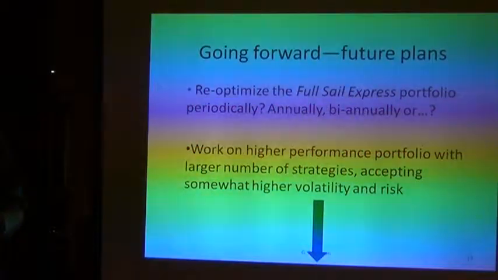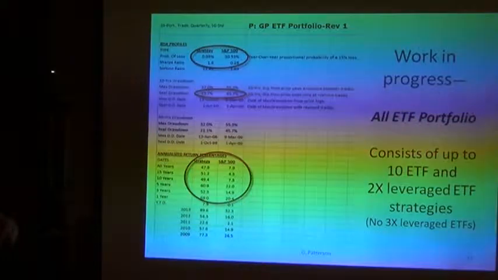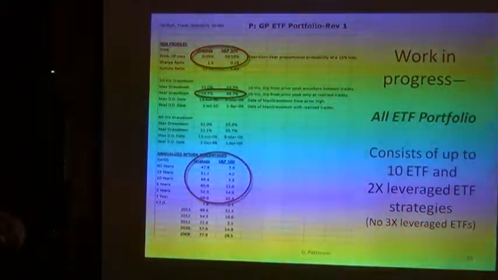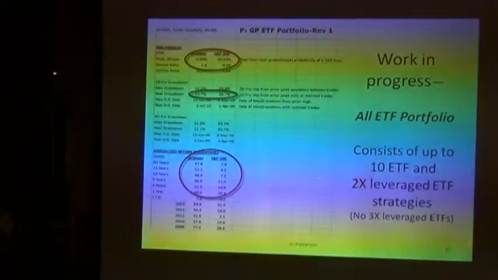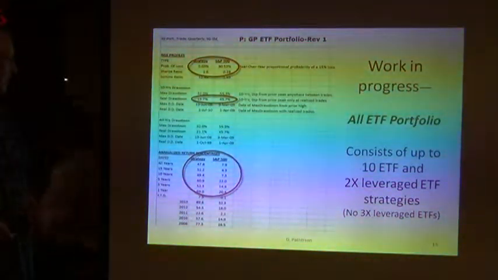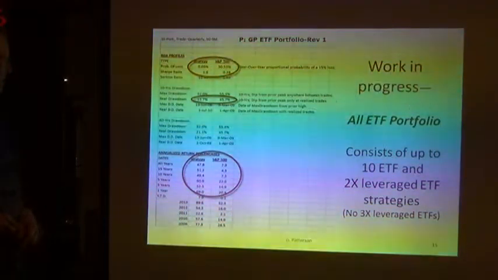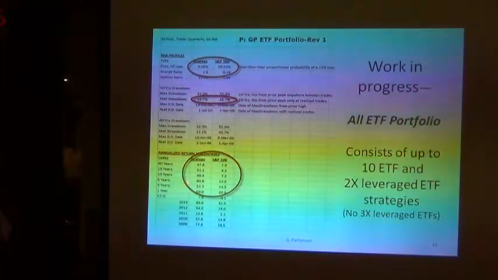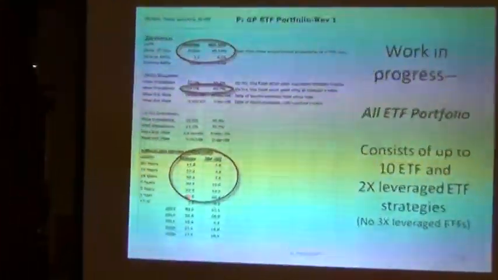So if you go to the next one, see. So this is what I'm working on right now. It's an alt ETF portfolio. This is up to 10 ETFs and some 2 times leveraged ETFs. No 3x leveraged ETFs. So far, it's showing some promise. It's delivering returns that are in the 50% range. Last 10 years have been about 50. Last 5 years have been almost 61%. Last year it did 69%.